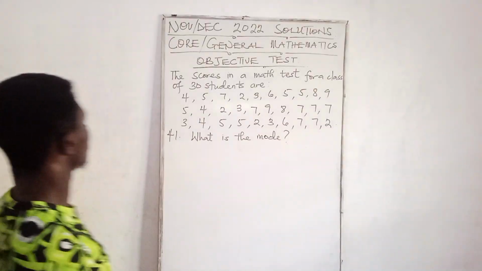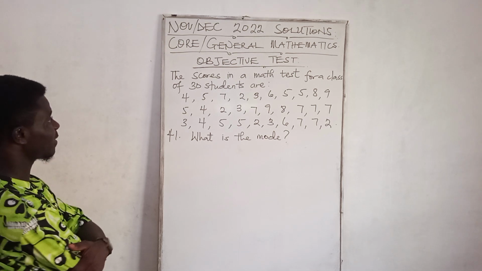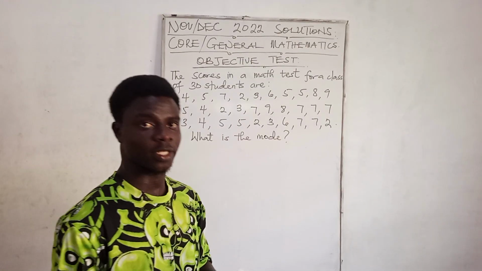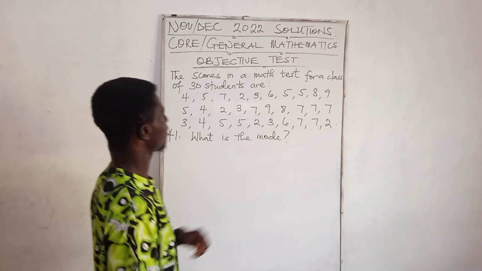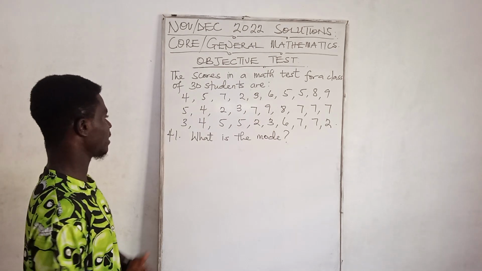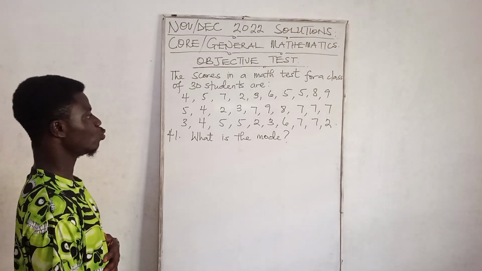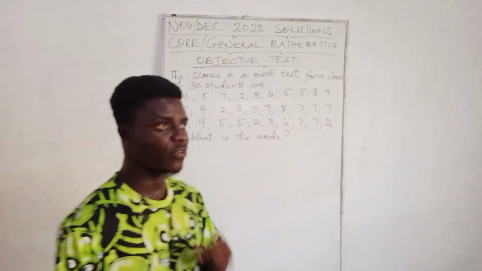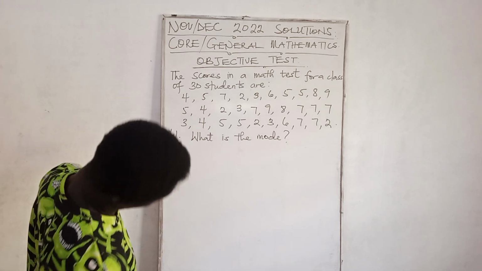So now let's see the NOVDEC 2022 solutions again, the Core Mathematics general mathematics objective test. We are doing questions 41, 42, 43, 44, then 45. The scores in the math test of a class of 30 students are given. So that's the raw data. They said we should find the modal score. Mode refers to the most occurring value, or the most occurring score here.